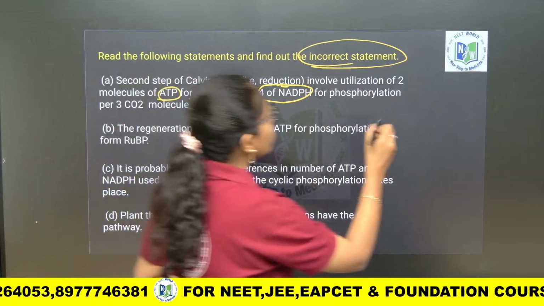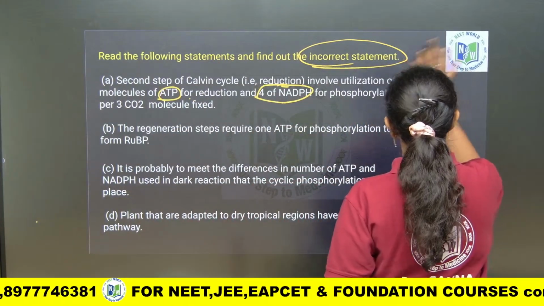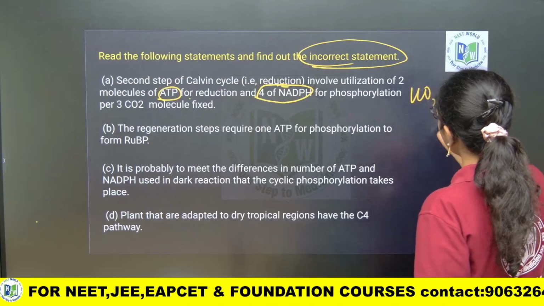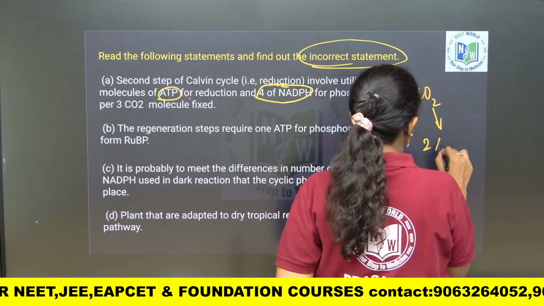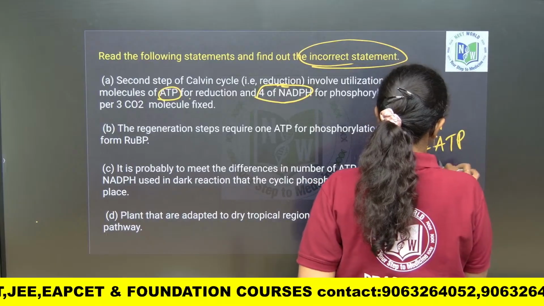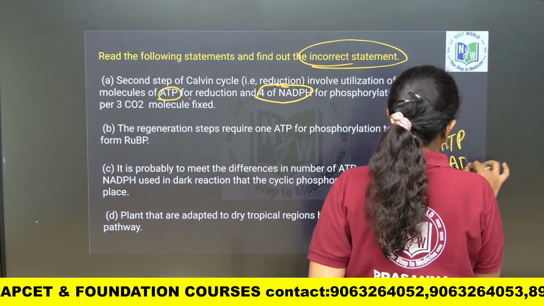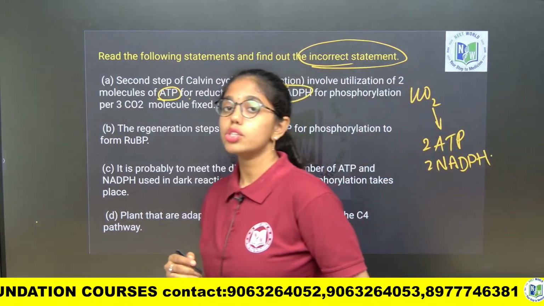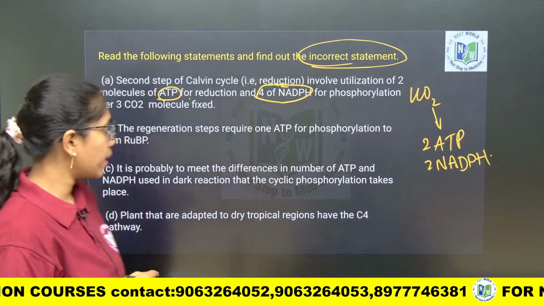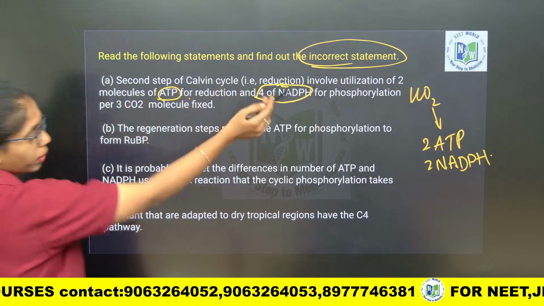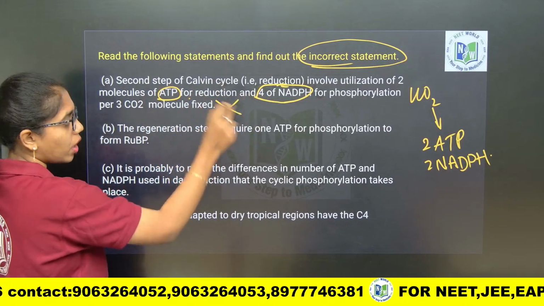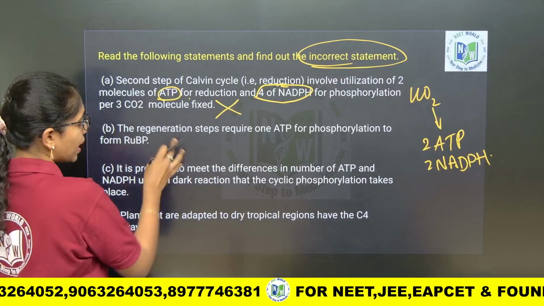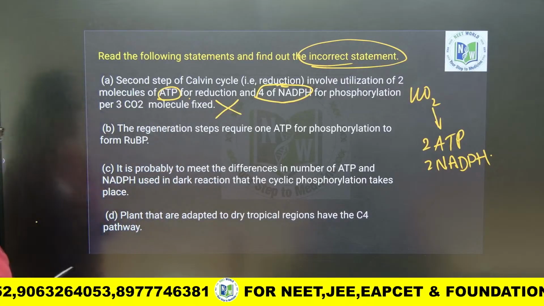To fix 2 carbon dioxides, first you have to recall that for 1 carbon dioxide, during reduction, 2 ATP and 2 NADPH are required. But for 2 carbon dioxides it is 4 ATP and 4 NADPH, it is not 2 ATP and 4 NADPH. So this will be the wrong statement. Of course, we have identified the incorrect statement, but let us look into the other 3 statements as well.